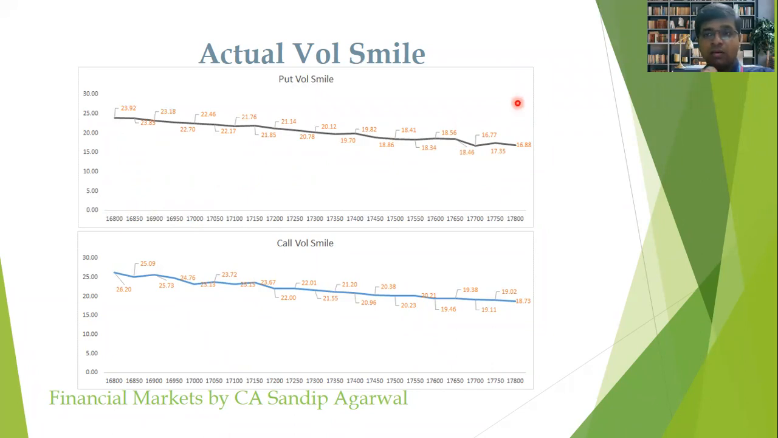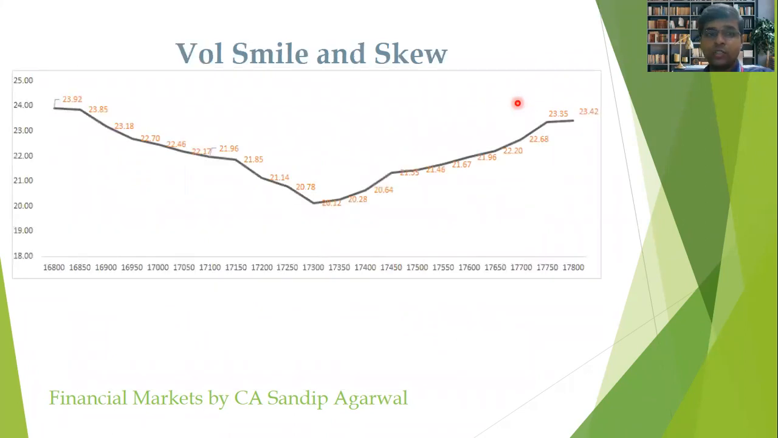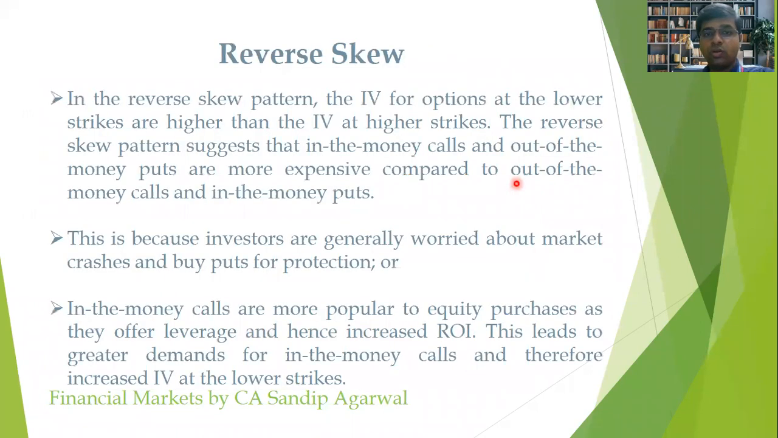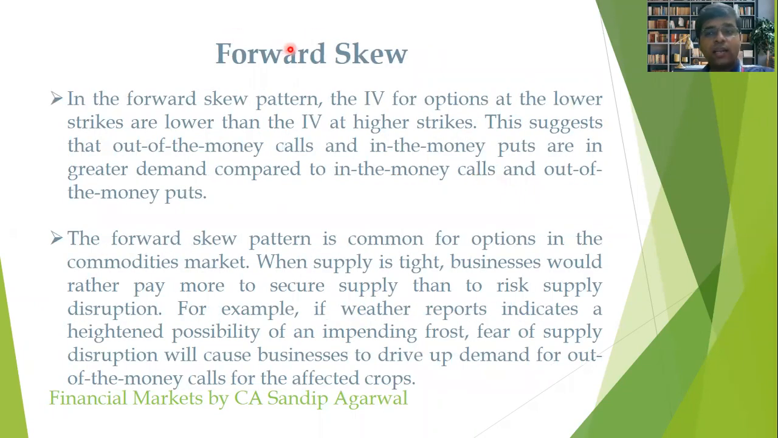So in the index option chains, whether you take Nifty or Bank Nifty, and you take the option chain of either call or put options, whether weekly expiry or monthly expiry, you will find two patterns only. One is the volatility smile and another is the reverse skew pattern. This forward skew you will generally never find in any of the index options, whether Nifty or Bank Nifty. This is basically found in the case of the commodities market.